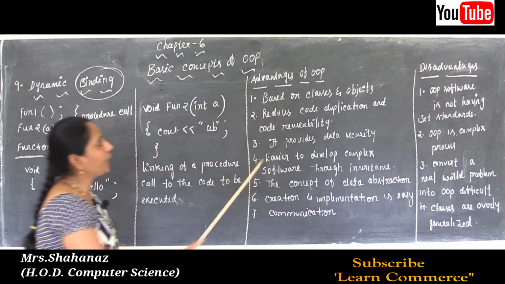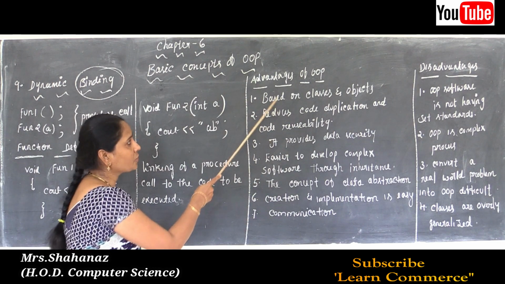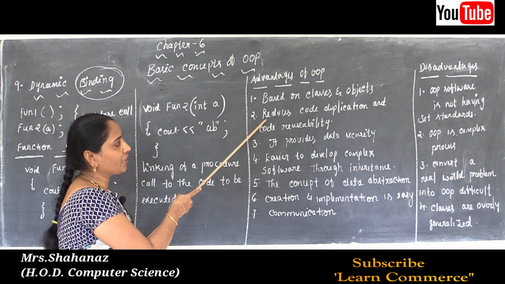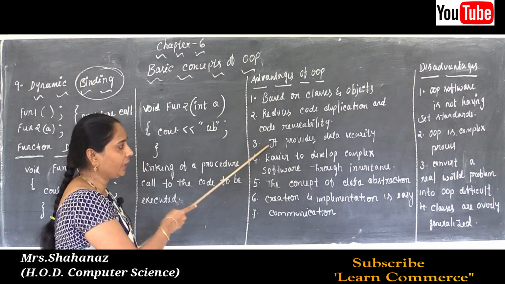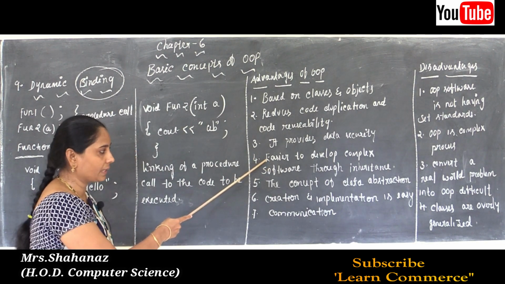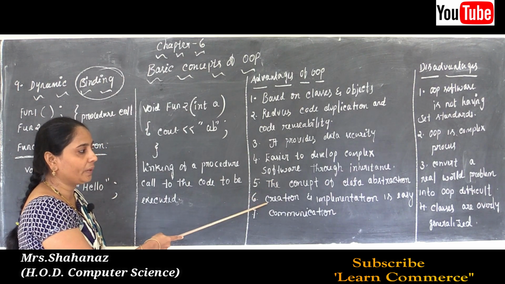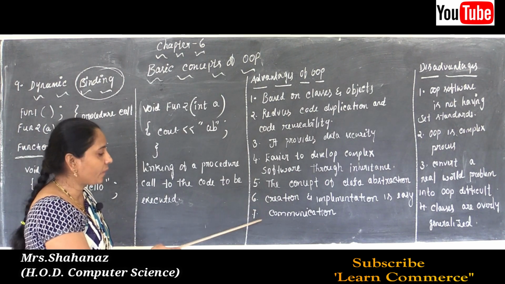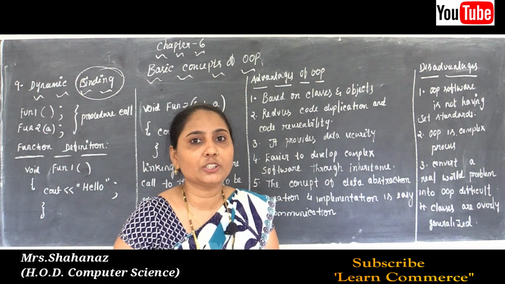So all these are the advantages of object oriented programming. The first one, based on the classes and the objects, reduces code duplication and gives code reusability. It provides data security, and makes it easier to develop complex software through inheritance and the concept of data abstraction. Creation and implementation of object oriented programming is easy. And finally communication, that means OOP can communicate through message passing.